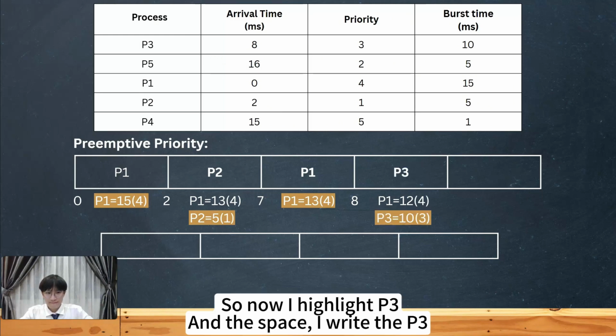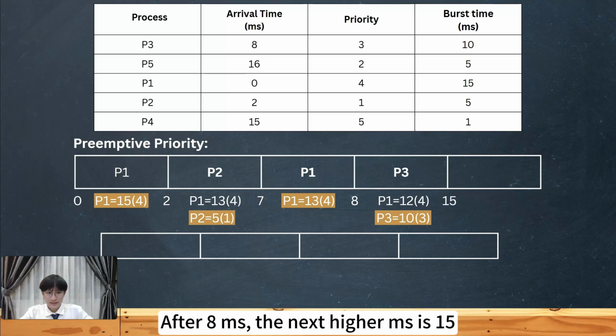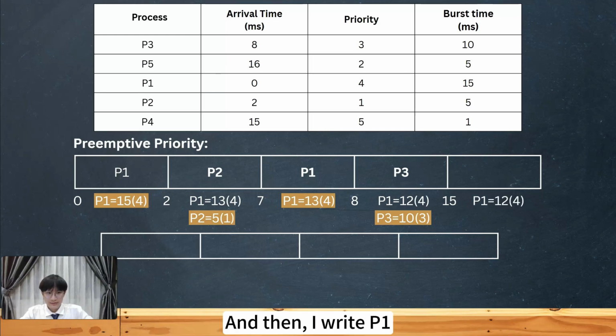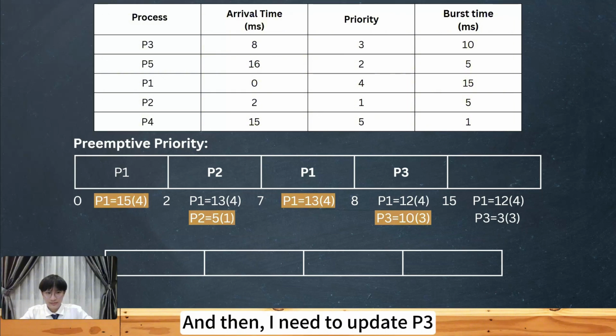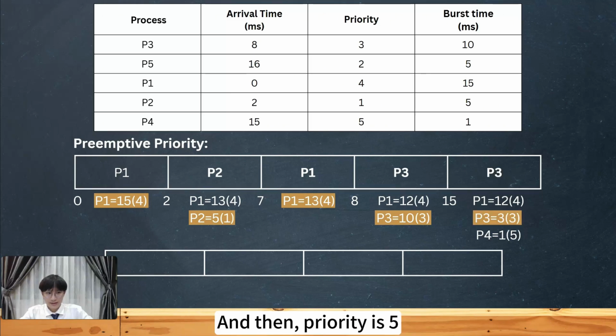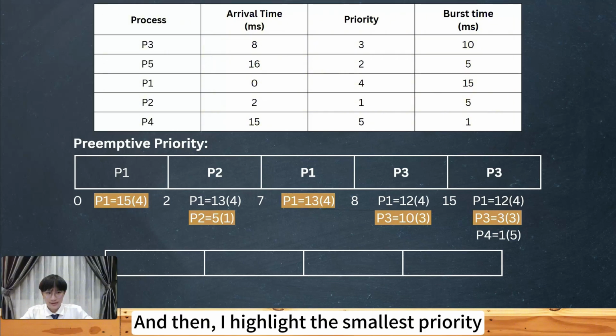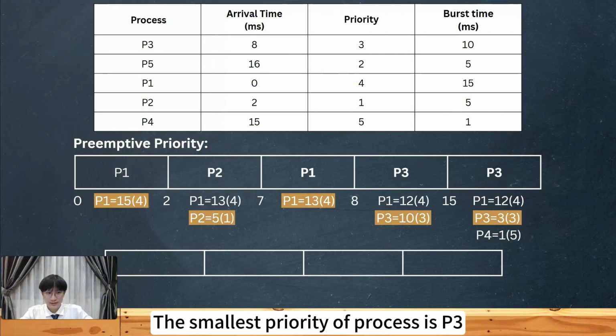So now I highlight P3 and in the space I write P3. After 8 milliseconds, the next higher millisecond is 15. And then I write P1 and then I need to update P3. 15 minus 8 is 7, and 10 minus 7 is 3. So P3 equals 3. And then 15 will interrupt with P4. P4's burst time is 1, and then priority is 5. And then I highlight the smallest priority number. The smallest priority number among the processes is P3.